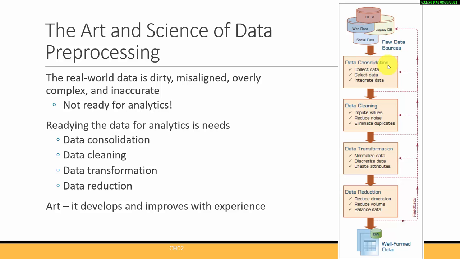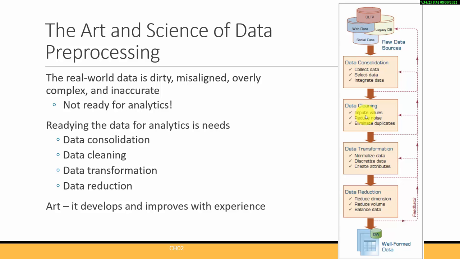In this phase, the relevant data is collected from different identified sources. So we collect the data. Some of the data may be needed for our analysis, something may be not necessary. So we select the necessary records and variables, and unnecessary information can be left out or filtered out. Then, since we may have data coming from various sources, we need to integrate the data. So that's data consolidation.